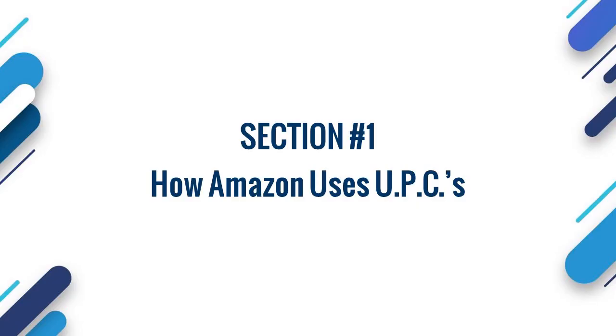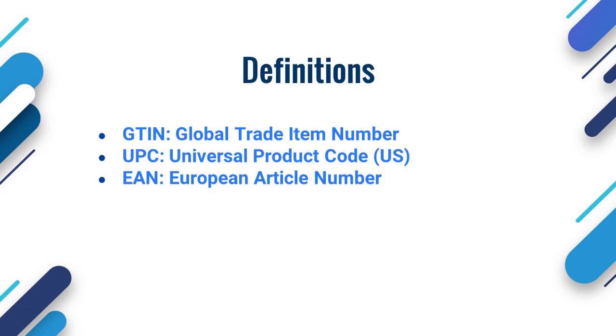So the first section we're going to talk about how Amazon uses UPCs, and in order to do that we're going to start off with some pretty simple definitions. The first is a GTIN, which just stands for Global Trade Item Number. It's basically a way that a company can identify its products on a global scale. And two of the most common GTINs are UPCs, which stands for Universal Product Code, used primarily here in the US, as well as EAN, which is a European Article Number, obviously used in Europe and elsewhere around the globe.